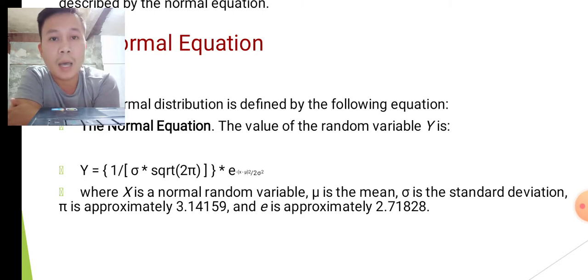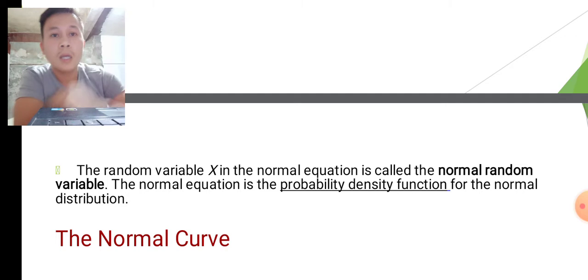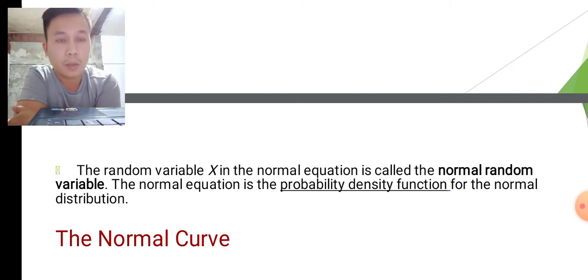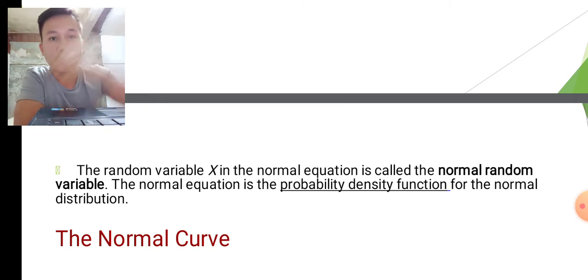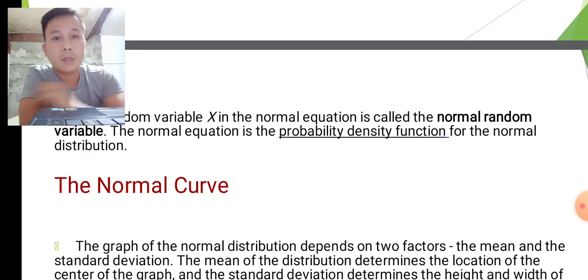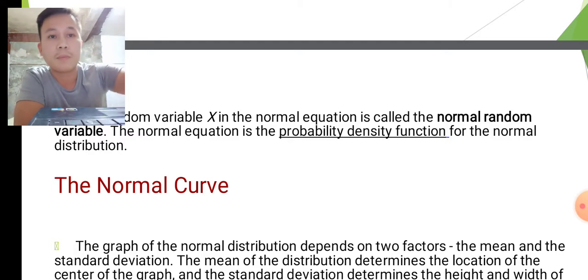where x is a normal random variable, mu is the mean, sigma is the standard deviation, pi is approximately 3.14159, and the special number e is approximately 2.71828. The random variable x in the normal equation is called the normal random variable. The normal equation is the probability density function for the normal distribution. And in the normal probability distribution, we have the normal curve, or bell curve.